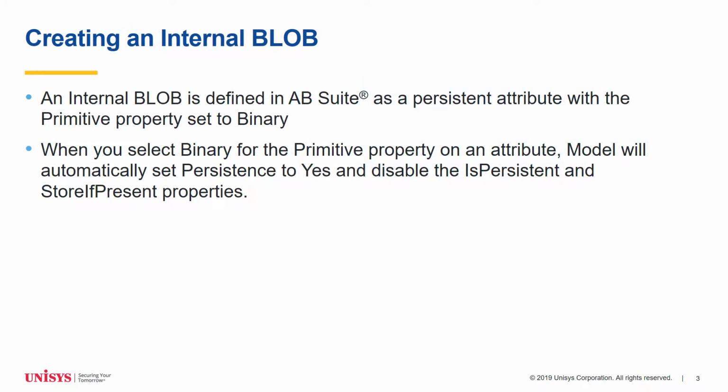An internal blob is an attribute with the primitive property set to binary. When the primitive property is set to binary, the model will set is persistent to yes, then disable that property and the store if present property.